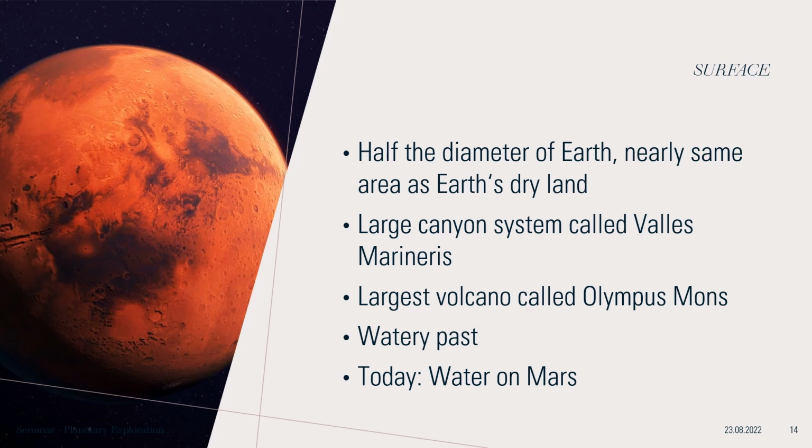Then another interesting thing is Olympus Mons, which is a large volcano. It's actually the largest volcano in the solar system, and it's 3 times taller than Mount Everest, so around 25 kilometers.